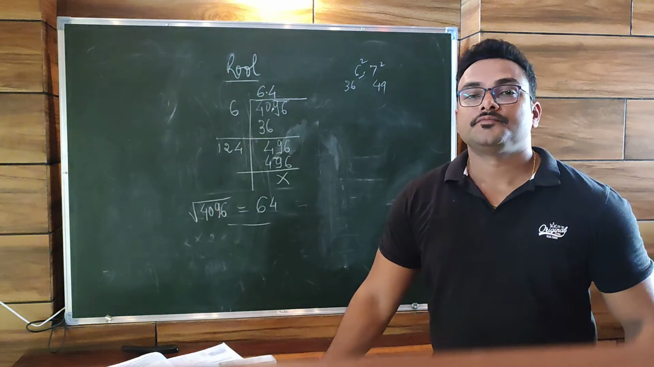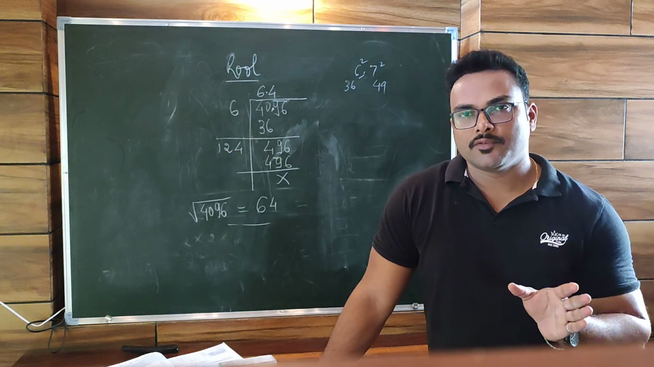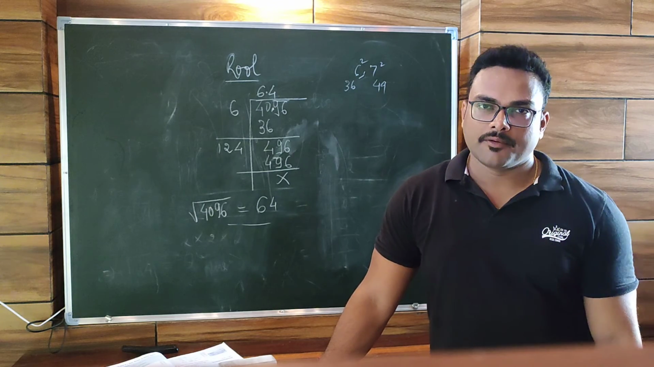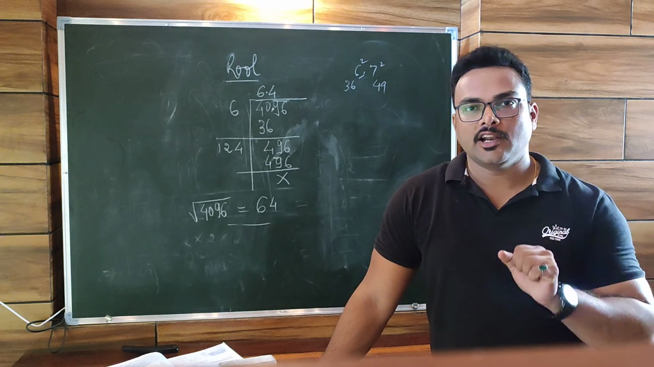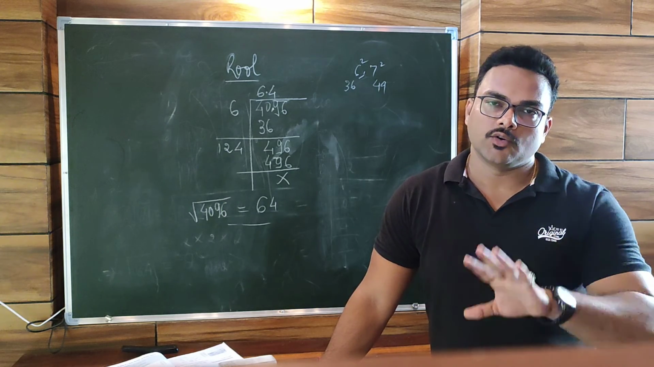One more thing, sometimes there are mixed numbers. Mixed numbers you always have to convert into an improper fraction first, then take out the roots of the numerator and denominator separately.